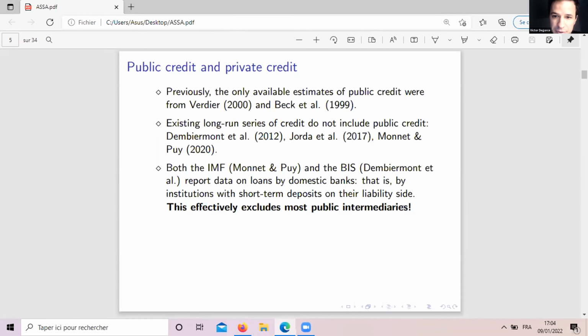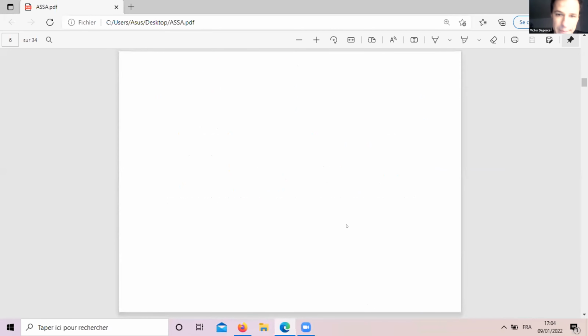There are some exceptions to this, which I will present in a minute. But public financial intermediaries are overwhelmingly excluded from series of private credit because they're not banks and they're not considered as banks by central banks or by the BIS or by the IMF. So they're excluded from series on loans by the banking system. So public credit is basically absent from empirical work on credit. That's a key issue, especially because it tends to have different macroeconomic properties than private credit.